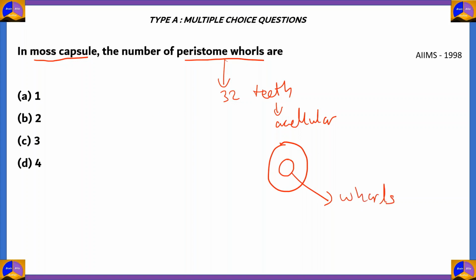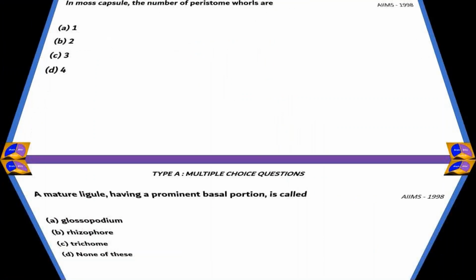So if you compare this diagram with our answer, the right answer would be option B, which is 2. Because when you count the number of rings, 1 and 2, you know that there are 2 whorls. So option A, 1, is incorrect, it's 2 less. Options C and D, 3 and 4 respectively, are incorrect because they're too much. The correct number is 2 whorls, and that is option B, which makes it the right answer. Moving on.